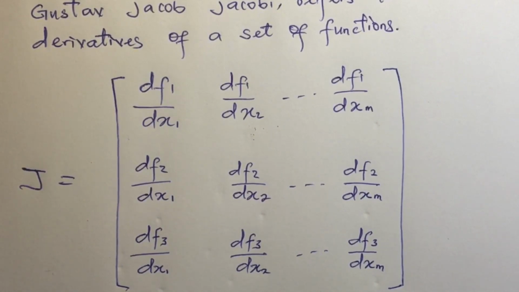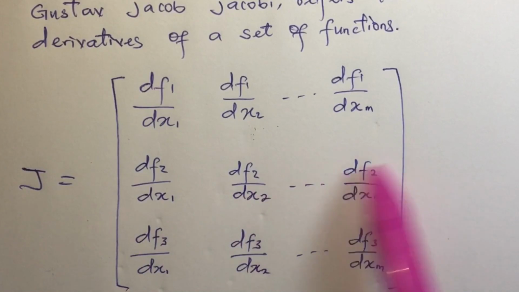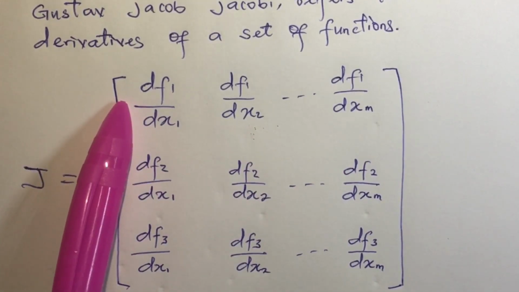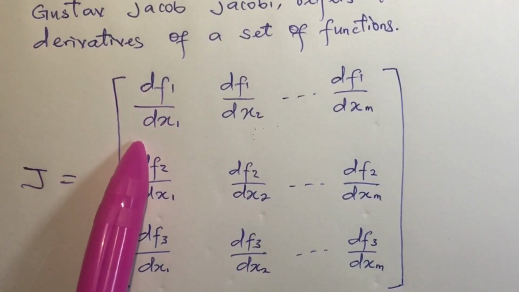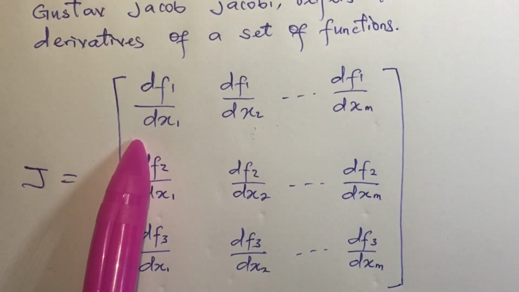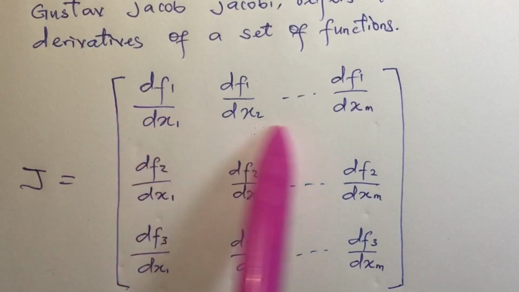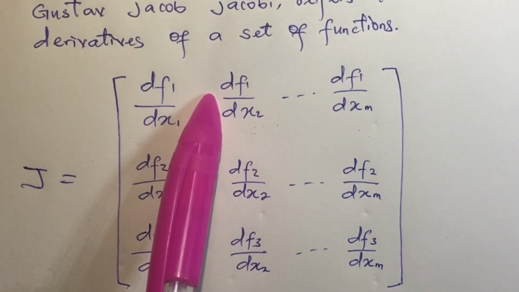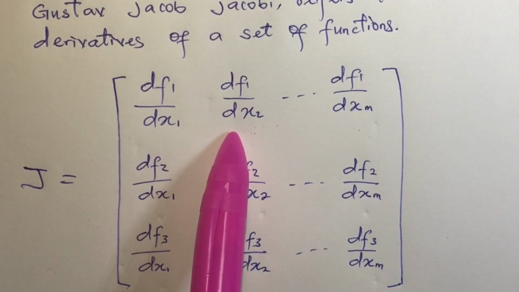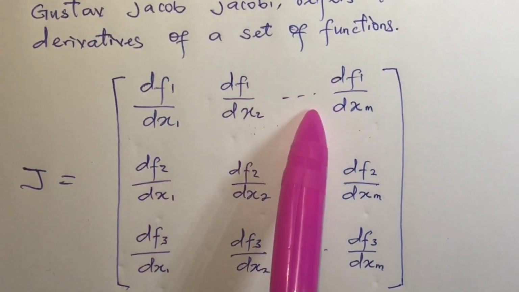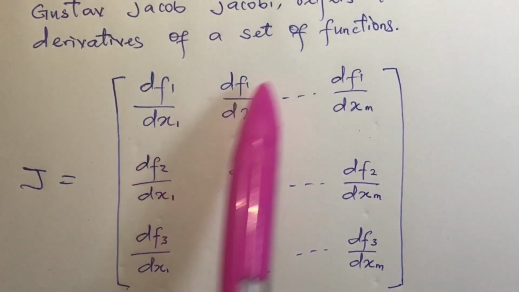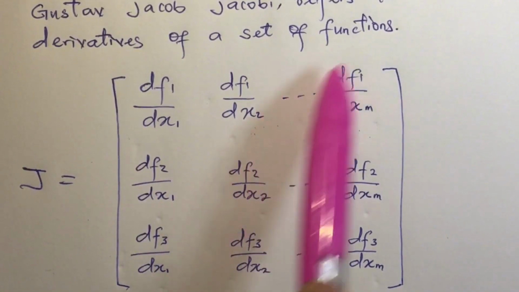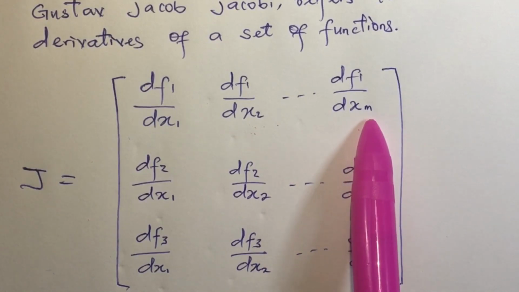Mind you, whenever you are looking for the Jacobian of a matrix, you first look for the differential of the first function with respect to the first variable. Still on the same first function, you look for the differential of that same function with respect to the second variable. If you have a third variable, you look for the differential of that same function with respect to the third variable, now down to the last variable.